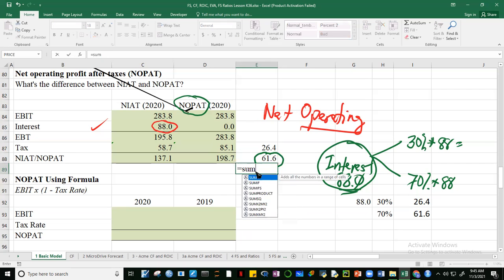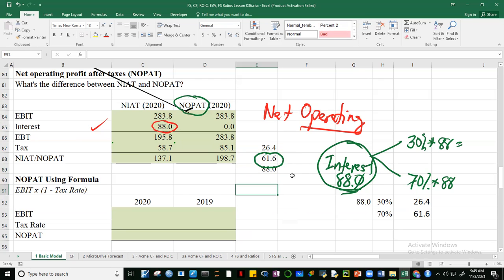If you sum this up, that will be 88. And this is the breakdown of the interest expense. So how did we break down the 88 interest expense, guys? We broke it down into two, 30% and then 70%, 30% being the tax rate. So the difference between NOPAT and NIAT is not the interest expense, but only 70% of the interest expense. Because the 30% of the interest expense goes to tax savings for the net income after tax.